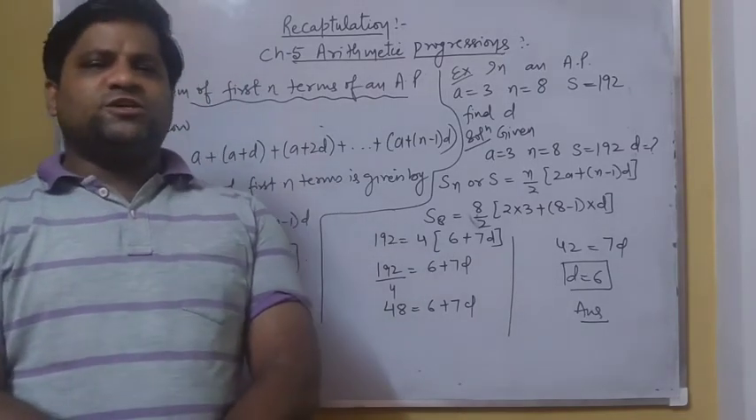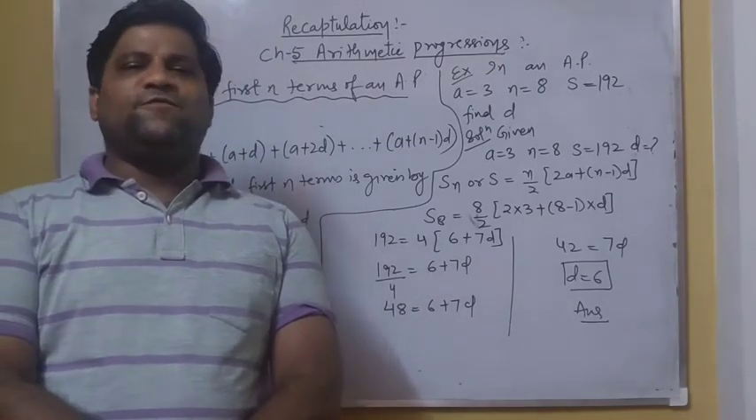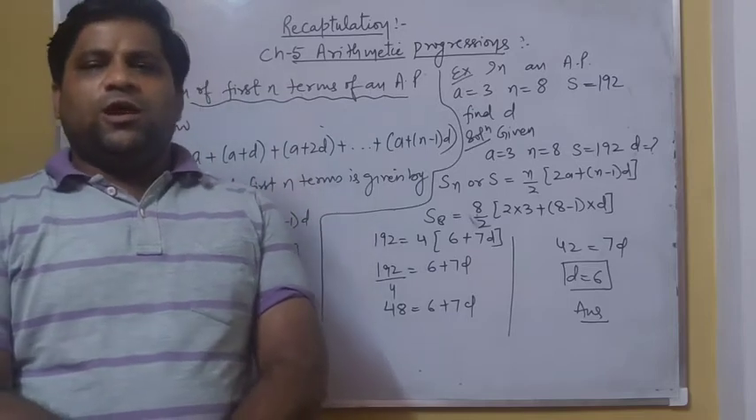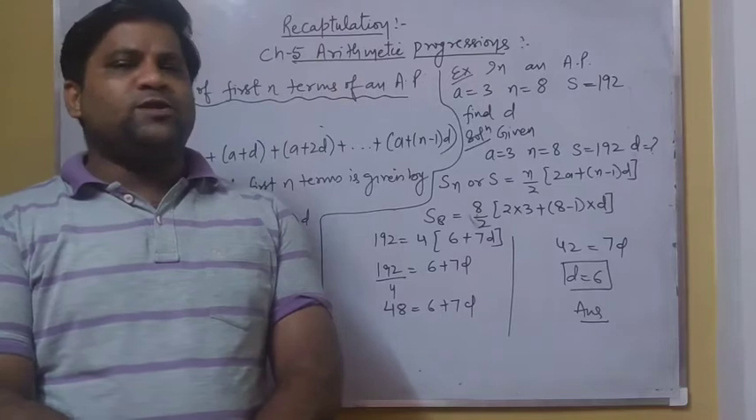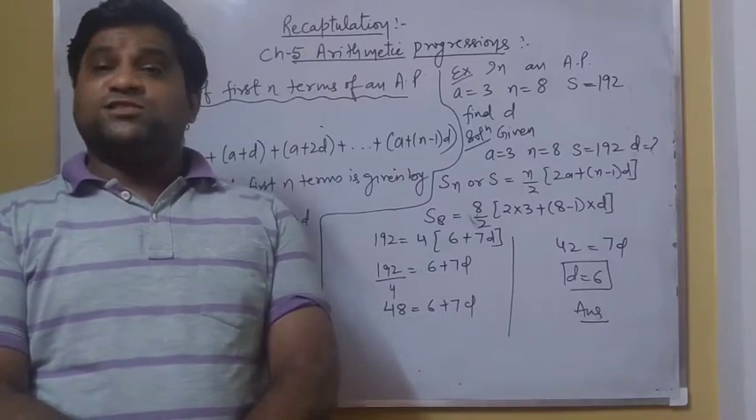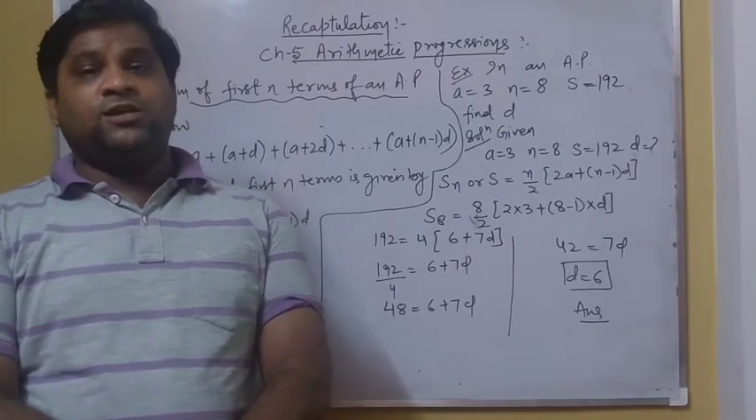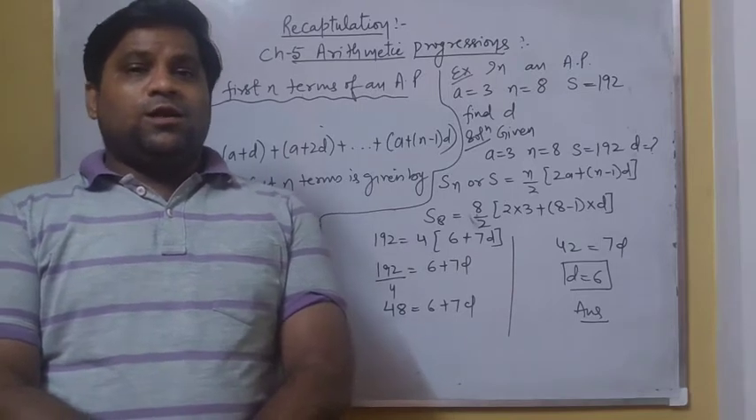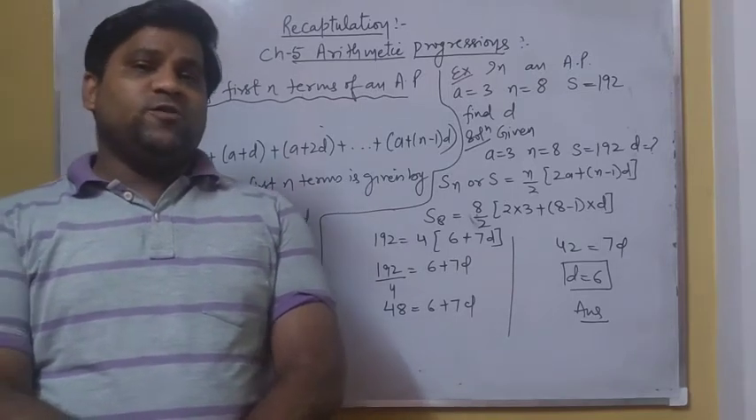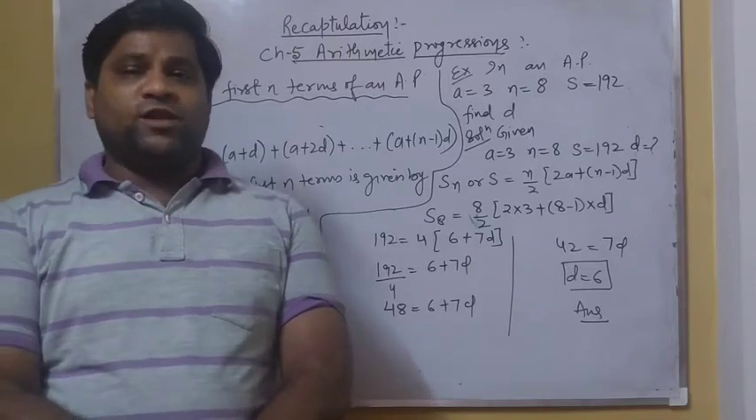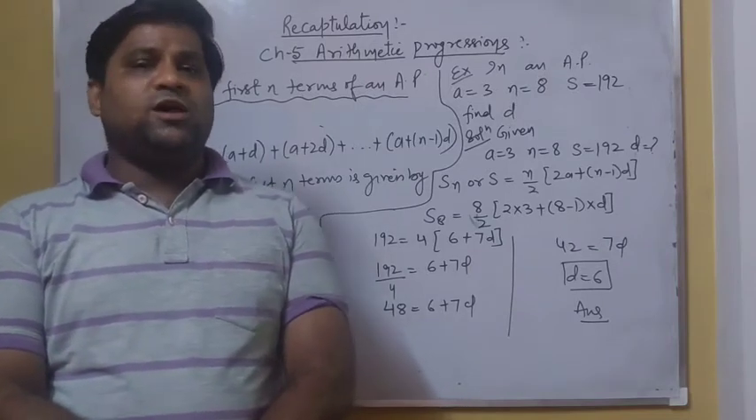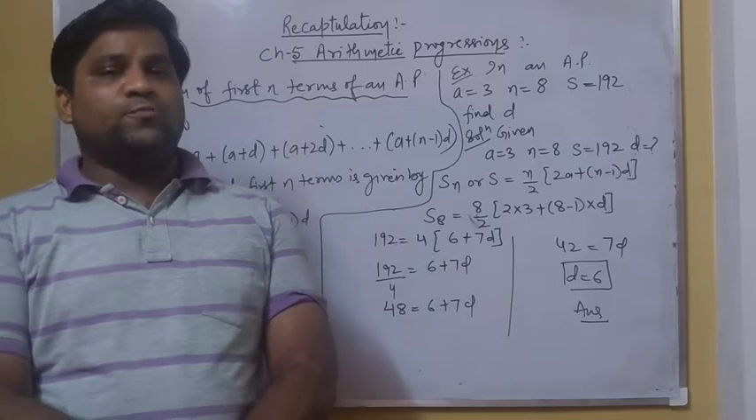In the last video lectures, we started our chapter number 5, arithmetic progressions. We did exercises 5.1 and 5.2 on the basis of the concept of arithmetic progressions and the nth term of an AP. In the last video lecture, we started the sum of first n terms of an AP. Now let us come again to the recapitulation of that topic.